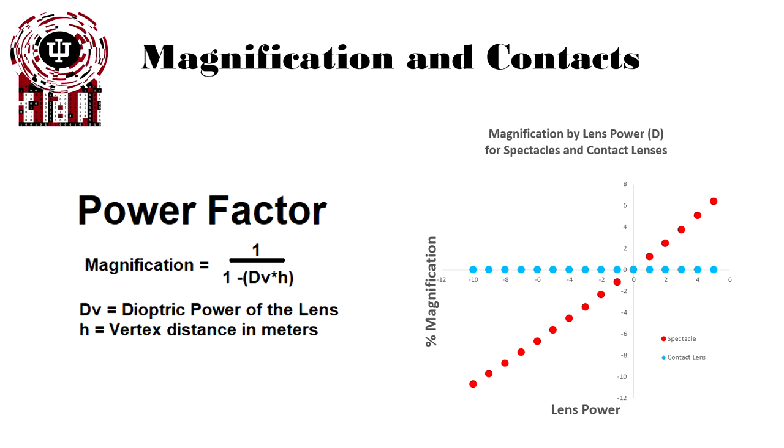Magnification can be calculated by a power factor, which is 1 divided by 1 minus the dioptric value of power of the lens times the vertex distance in meters. If we were going to look from a minus 10 to a plus 5 range of prescriptions, this results in about a 1 to 1.5% change in image size for every diopter changed.